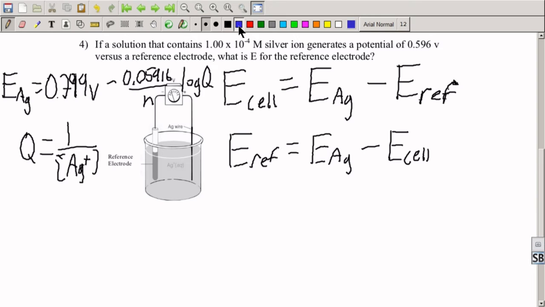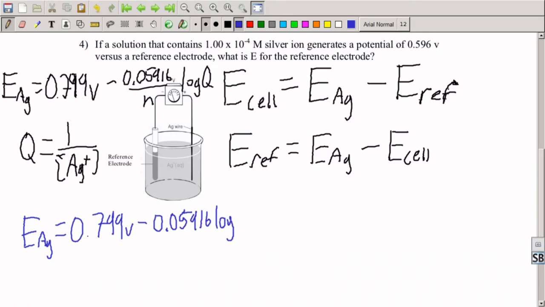So for this specific reaction, we can say EAG is equal to 0.799 minus, N is 1, so I'm just going to write 0.05916 times the log of Q. Now what is Q? Q is going to be 1 over 10 to the negative 4th, which means it's going to have the value 1 times 10 to the positive 4th.